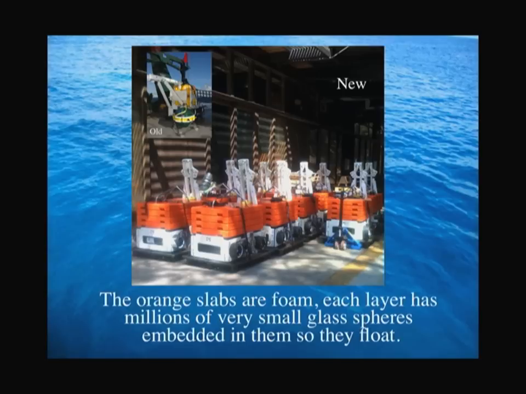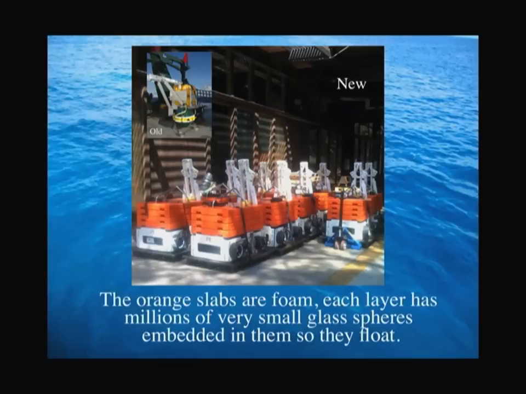They gave up on the big globe thing, and they now have these orange slabs. Each slab has millions of very small glass spheres embedded in them. So when they want them to float, they float. They're also a little more compact and easier to pack on the shipboard.